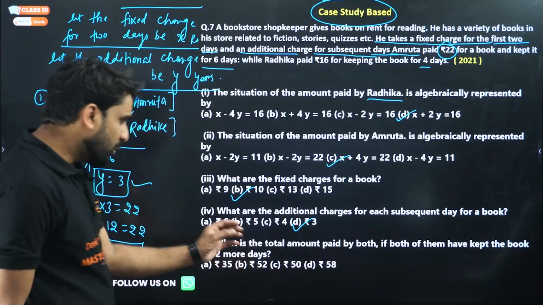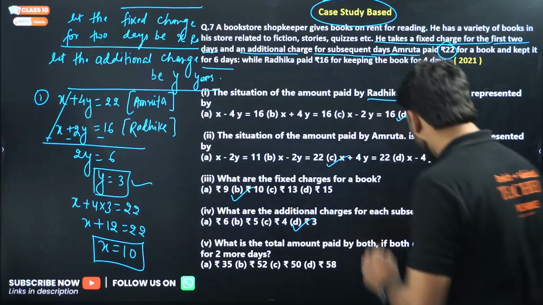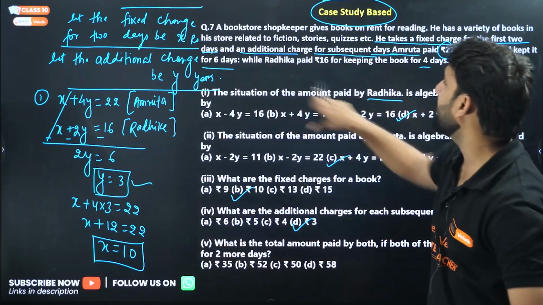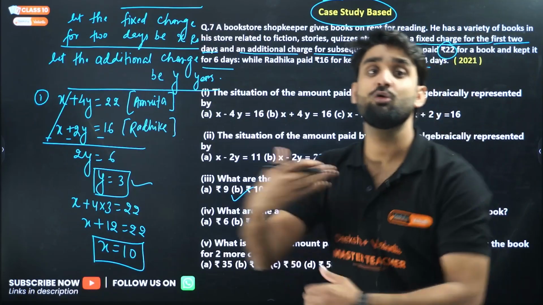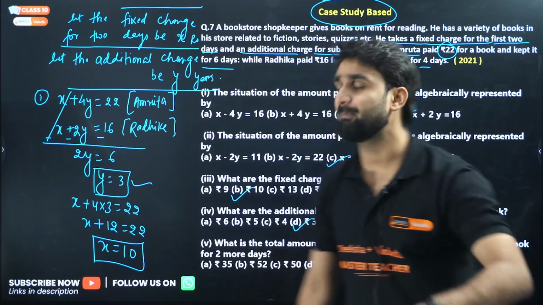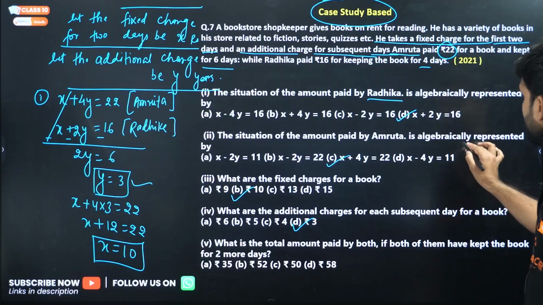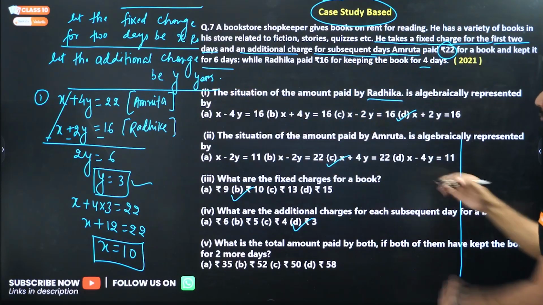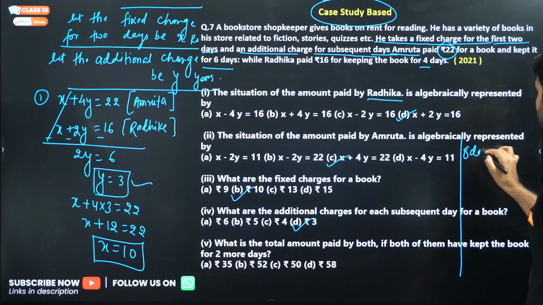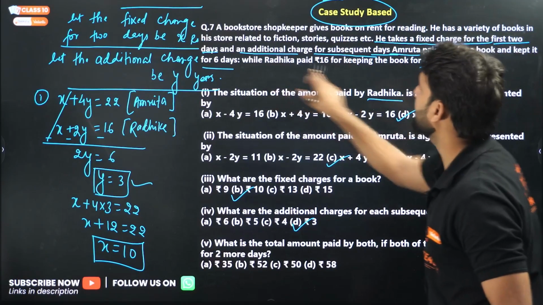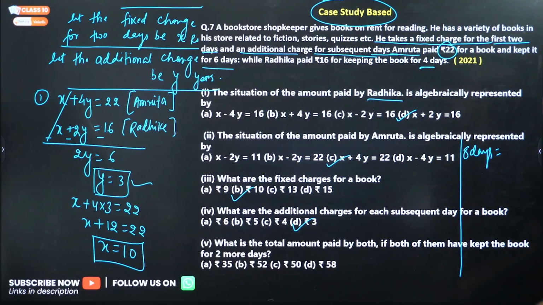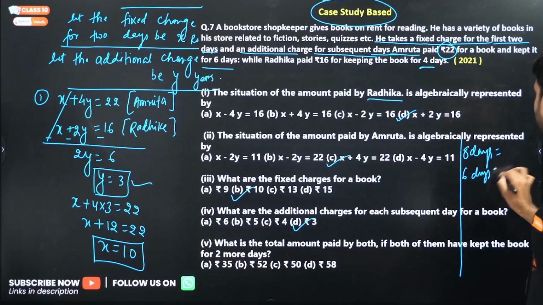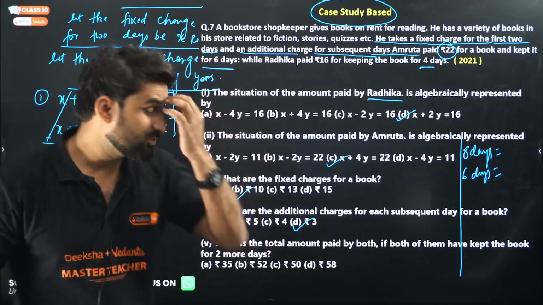And what is the total amount paid by both if both of them have kept the book for 2 more days? If both of them, Amrita and Radhika, increase 2 more days, how much amount do they have to pay? Look, okay, so Amrita has issued the book for 6 days, so 2 more days, so 8 days, right? And Radhika has already issued the book for 4 days, so after increasing 2 more days, 6 days will be there. So find out how much amount they have to pay.